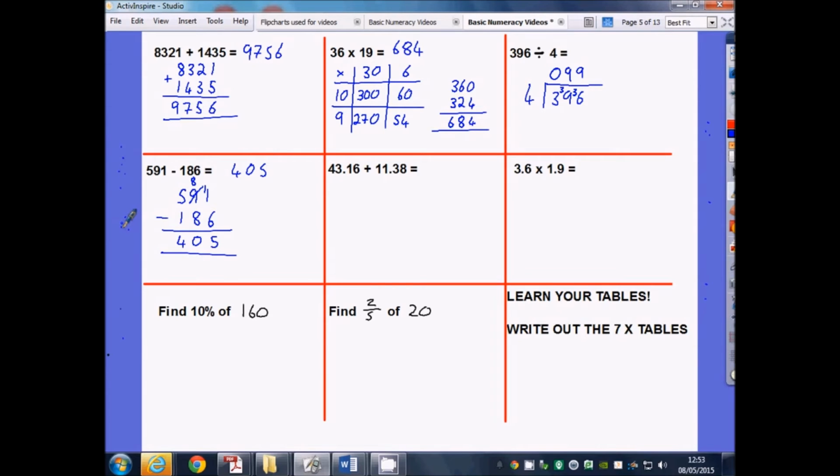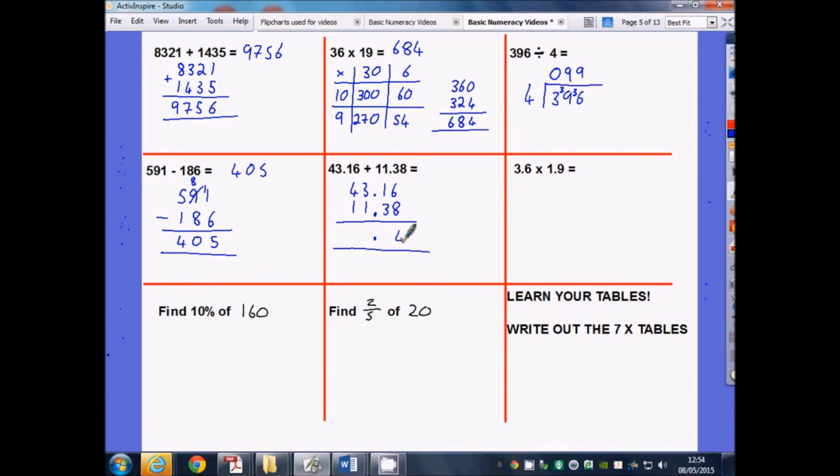We said if you could do number 1, you could do number 5. It's addition, and I've got 43.16. Hopefully you remember from last time what the key rule is when you're adding with decimals, and it's just to make sure we line our decimal points together, isn't it? So I've got all my decimal points in a line, and then I've got 11.38 over here. Okay.